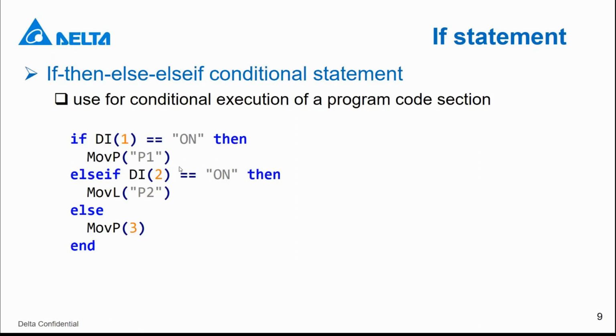This is an example. For the first one, if this condition is true, then it will move to point 1. And if this is not true, you will go to else if. Then if this condition is true, you will move to point 2. But if this is also false, then you will go to else. Else means all the other conditions: if they are false, it will go to else and move to point 3. So this is the if statement.